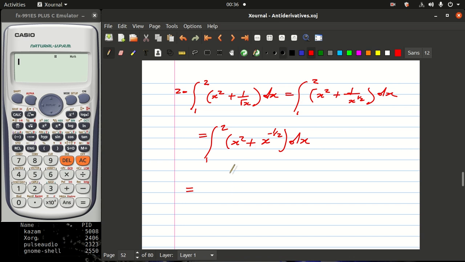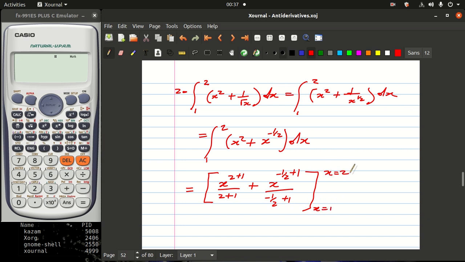But now I'm going to have brackets here, and then what is the antiderivative of that? We are going to end up having x, I have a 2, you add a 1, and then you divide by 2 plus 1. Take note that we are looking for the particular antiderivative when we have the lower limit and the upper limit. And then here also you have minus 1 over 2, you add a 1, and then you divide by negative 1 over 2 plus 1, and then of course we want to evaluate when x is equal to 1 and when x is equal to 2.